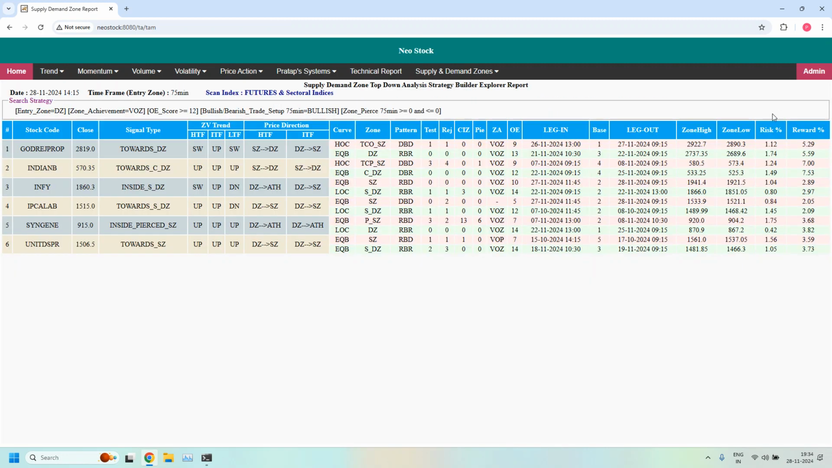Now let's verify. We got 6 stocks. Currently these 6 stocks are supporting bullish trade setup for weekly income trade. That is entry time frame and entry zones are 75 minutes demand zone.